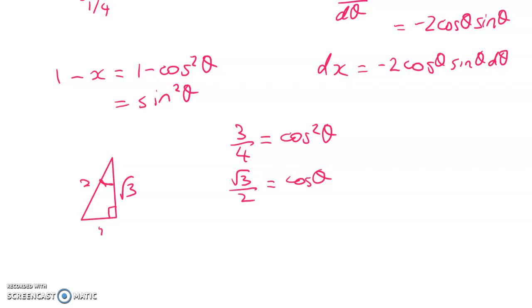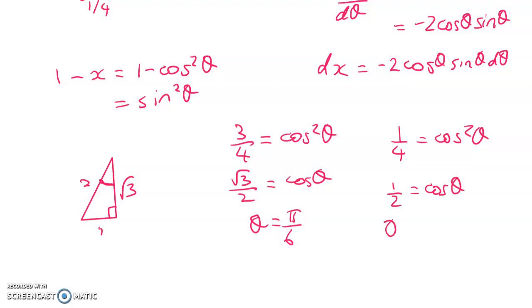So if we want to get root 3 on 2 here, then theta is going to be pi on 6, and we're going to now do the same thing for the bottom limit. So 1/4 is equal to cos squared of theta, 1/2 is equal to cos theta, theta has to equal pi on 3. So my limits are kind of weird because the top one is now smaller than the bottom one, but let's just keep on going.